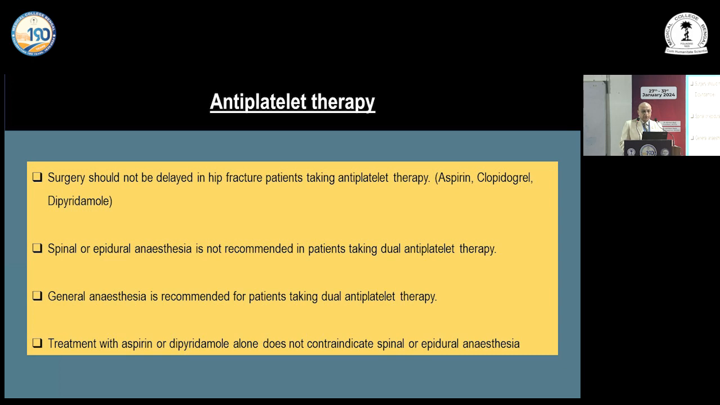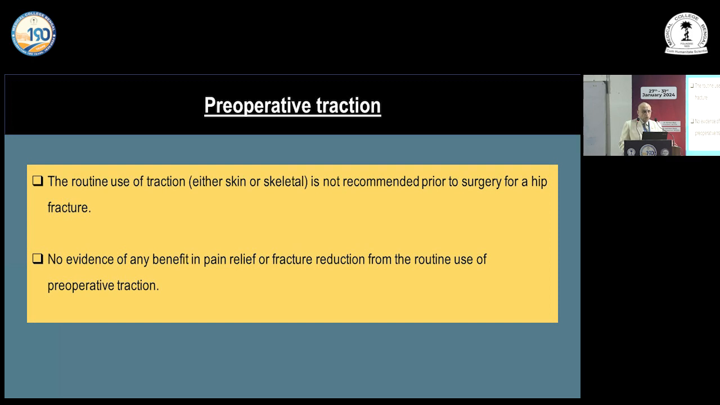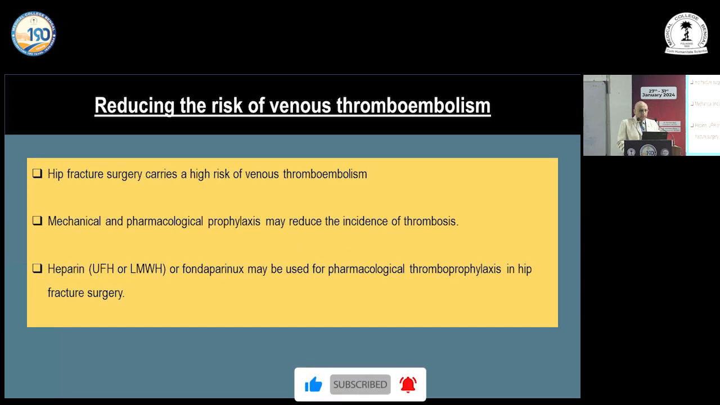Surgeries should not be delayed in hip fracture patients for antiplatelet therapy. In case of dual antiplatelet therapy, instead of spinal anesthesia, general anesthesia should be tried. It is not recommended for a planned surgery. The antiplatelet therapy should be stopped, but not for an emergency situation, and hip surgery should be considered an urgent or emergency situation, so it can be done with antiplatelet therapy as well. It has been proven that preoperative traction doesn't improve the outcome or the benefit of the treatment anyway.